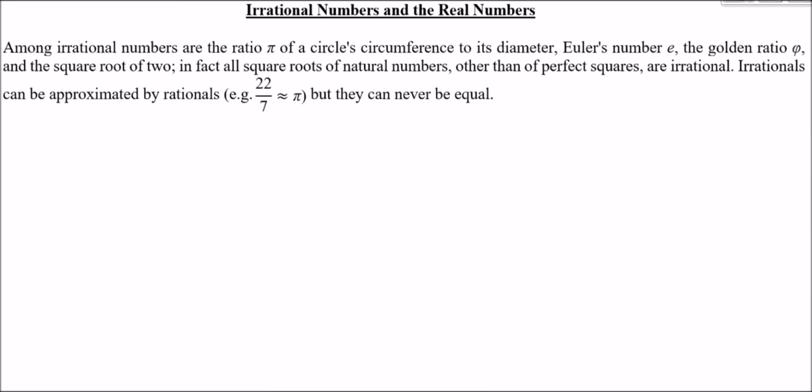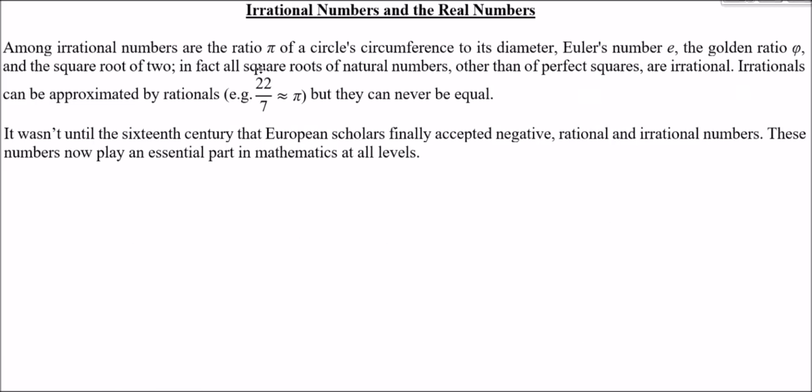Among irrational numbers, some you will know about: pi, which is the ratio of a circle's circumference to its diameter; Euler's number, given by lowercase e; the golden ratio, phi; and the square root of 2. In fact, all square roots of natural numbers, other than perfect squares (by perfect square I mean just a square number), are irrational. So irrationals can be approximated by rationals. For example, 22/7 is very close to pi, but they can never be equal to irrationals. A rational number can get close to irrationals, but it can never be the same thing.